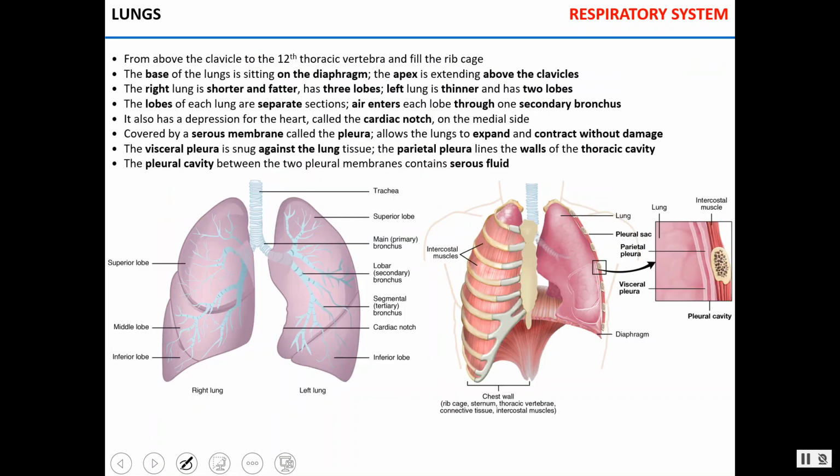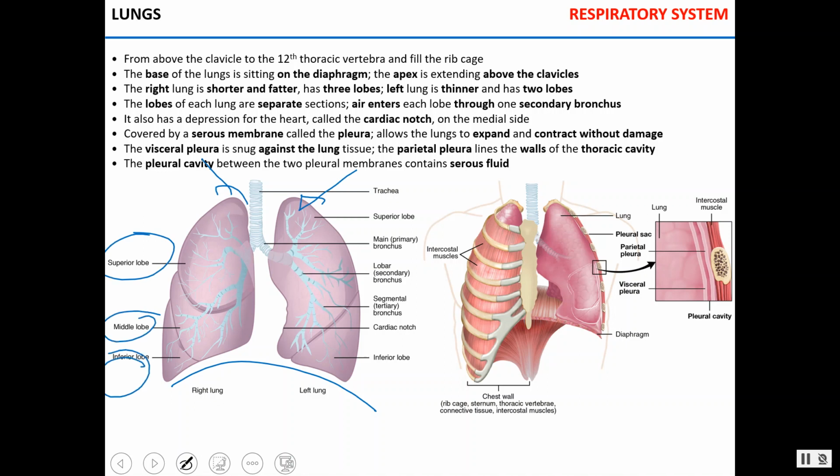Lungs are filling the rib cage. The base of the lungs sits on the diaphragm. The apex is slightly above the clavicles. Right lung is shorter but fatter. It has three lobes: superior, middle, and inferior lobe.